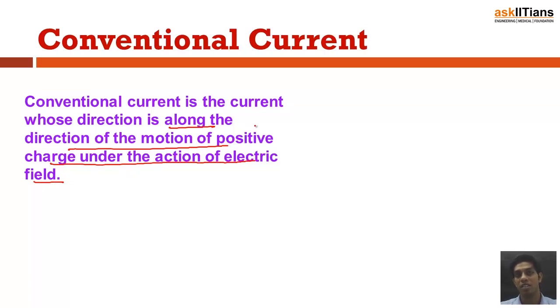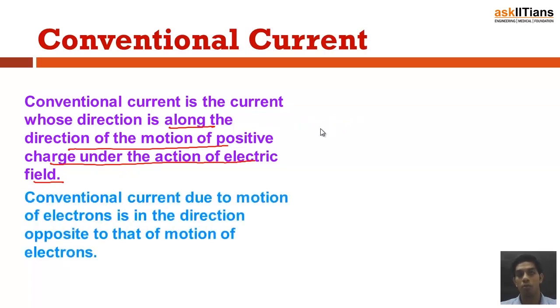So this is the convention which has been set: we need to consider the direction of current as the same direction as the movement of positive charge. What about the movement of electrons? The movement of electrons is just in the opposite direction of the current. So that's the convention which has been set out, and we need to follow it throughout the chapter.